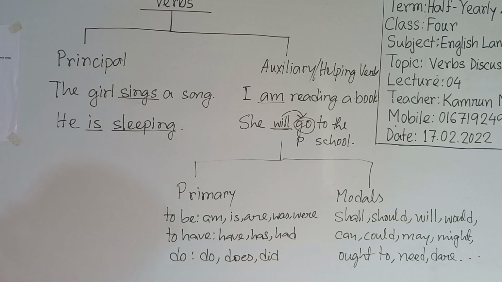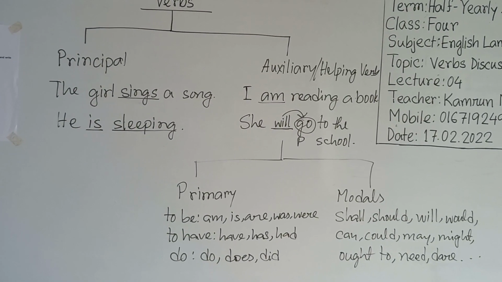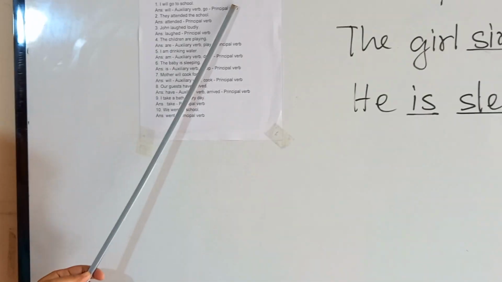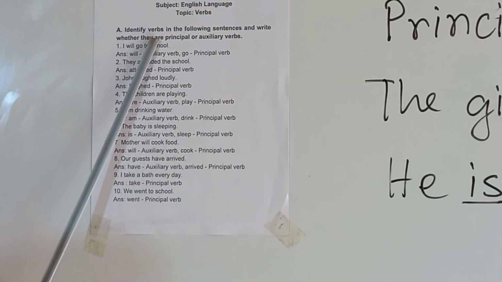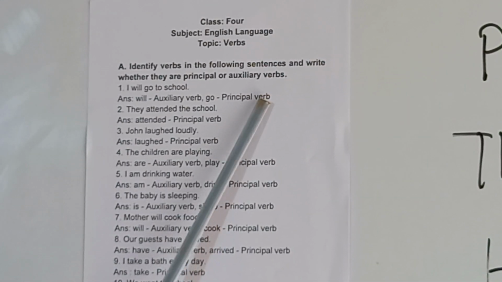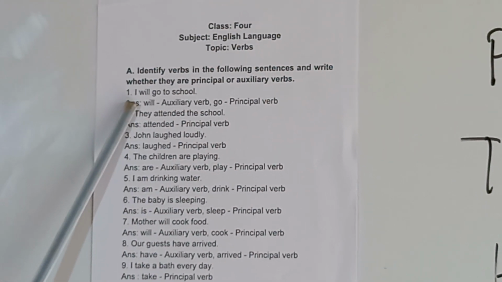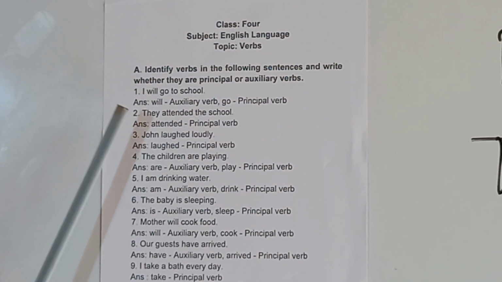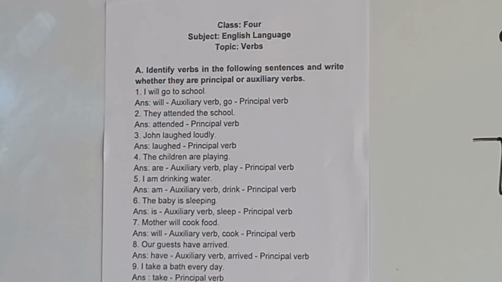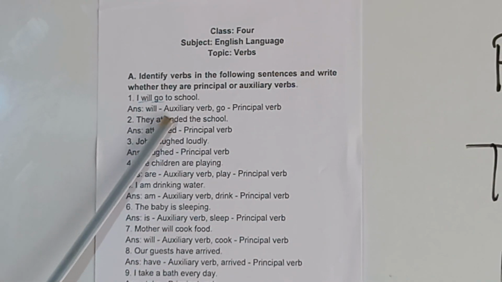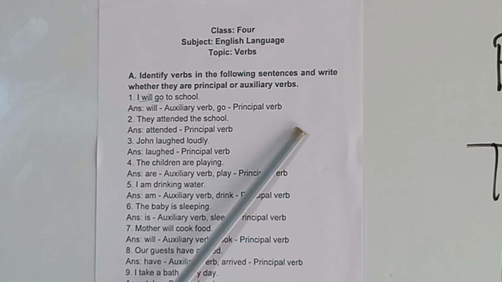We will do some exercise today. Now look at this example. Identify verbs in the following sentences and write whether they are principal or auxiliary verbs. Okay. So now look at the first sentence. Number 1, I will go to school. So here you will find two verbs, will and go. So will is the auxiliary verb and go is the principal verb.